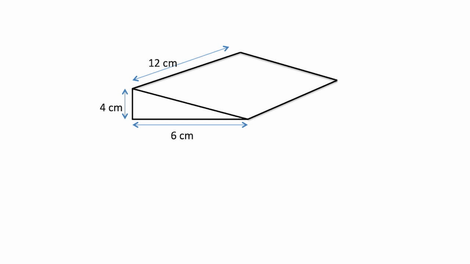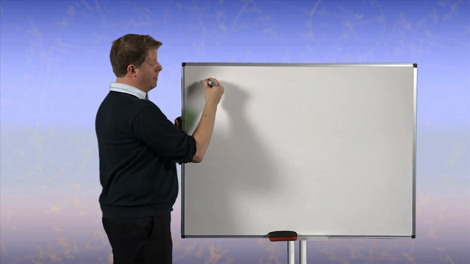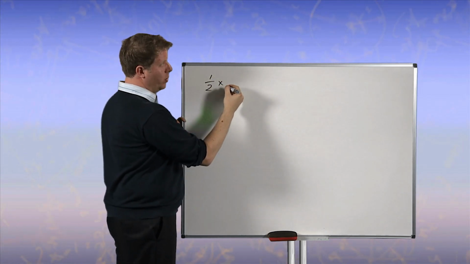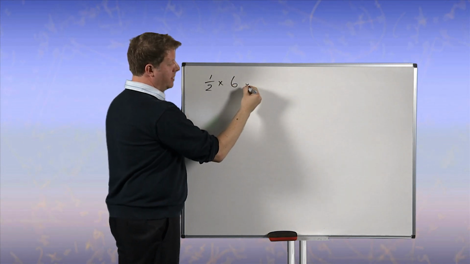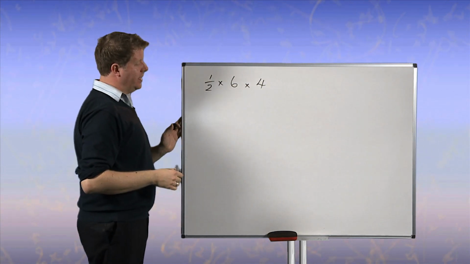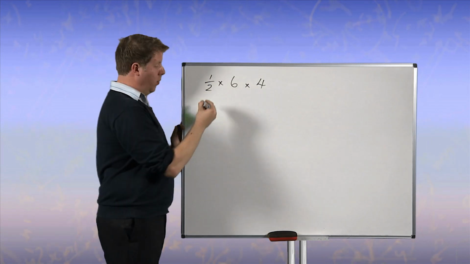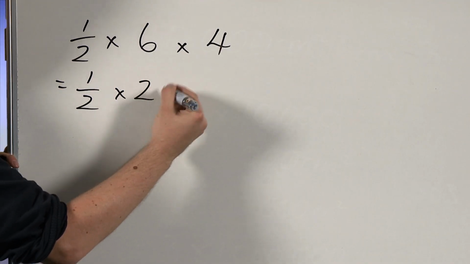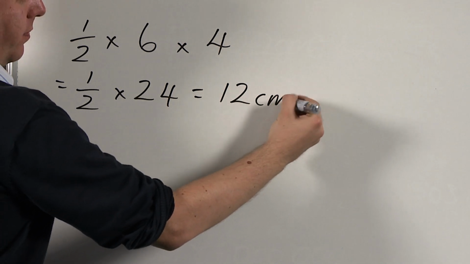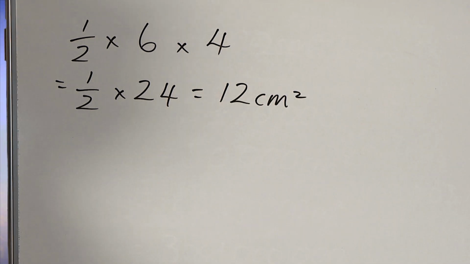volume. Now remember, the volume of a prism is the area of that shape on the end multiplied by the length of the prism. So what we have to do first of all is to work out the area of that triangle that makes the end of the prism. Area of a triangle, remember, is simply half times the base, which in this case is 6, times the height, which is 4 in this case. 6 times 4 is 24, and then half of 24 is 12. So that 12 centimeters squared represents the area of the triangle.